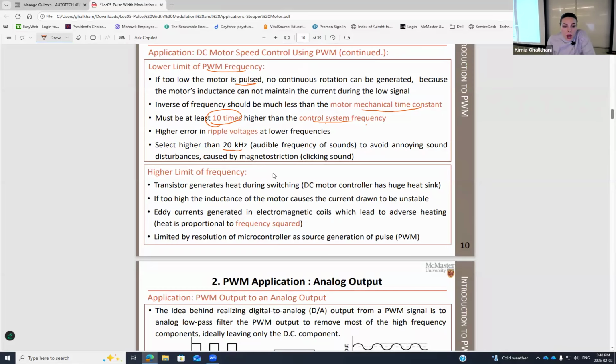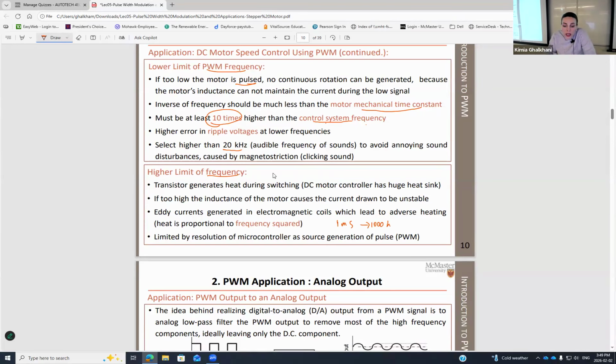For the higher limit of the frequency, make sure that you are considering, for example, if your time constant for the motor is 1 millisecond, I'm going to give you one example. 1 millisecond is how much in hertz? In frequency, this is almost 1000 hertz. How do I calculate that? I said it last week. Frequency is the inverse of time. So it's almost 1000 hertz.